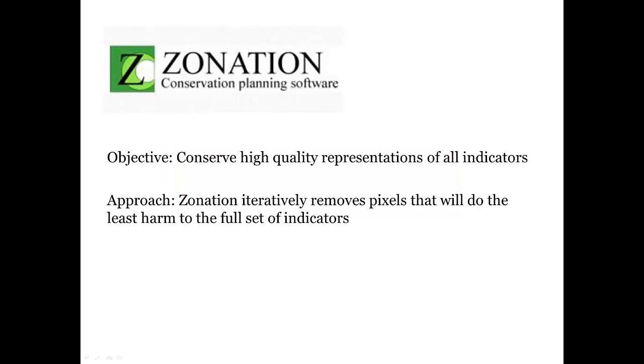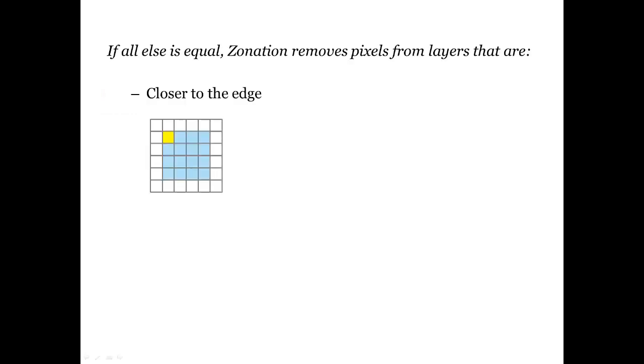Zonation's objective is to conserve high-quality representations of all indicators. To do that, it looks at each ecosystem as a series of pixels, little 200 by 200 meter square units of area, and iteratively removes pixels that will do the least harm to all the indicators collectively. I say collectively because the algorithm ensures a balance across all indicators, so no one indicator falls through the cracks. Zonation chooses which pixels to remove based on a few simple rules.